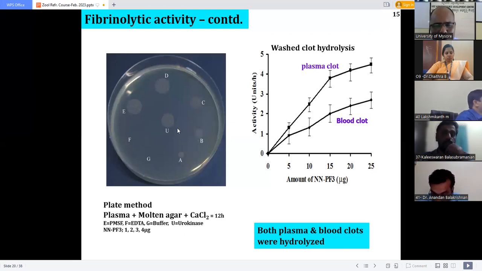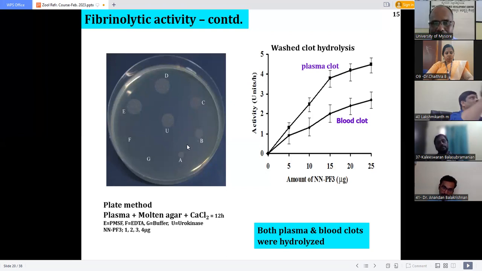U, urokinase. Urokinase we kept as a positive control over here. What urokinase does is it activates the plasminogen. Plasminogen is activated to plasmin. Plasmin eventually degrades the clot. See, the real degrader of the clot in vivo is the plasmin. So urokinase does that job. Urokinase activates plasminogen and converts plasminogen into plasmin, and plasmin would degrade the fibrinogen.